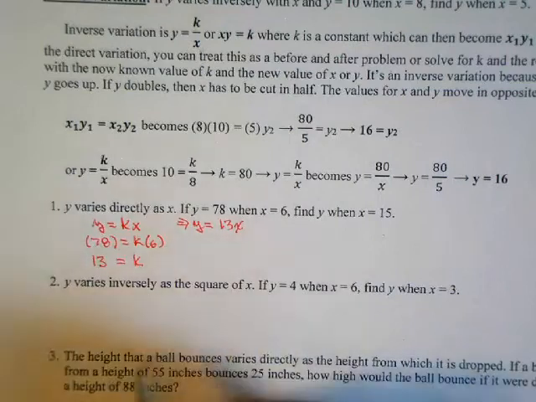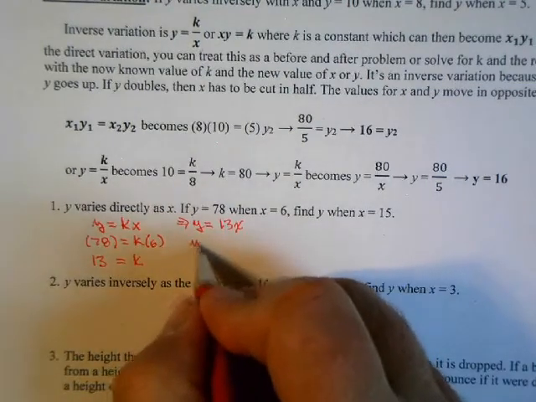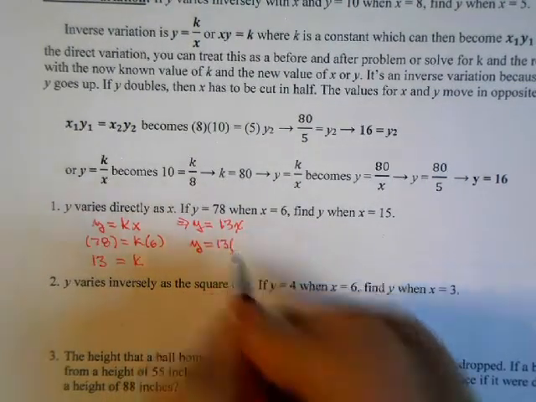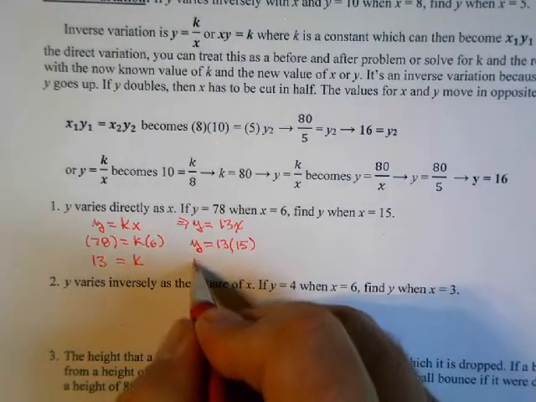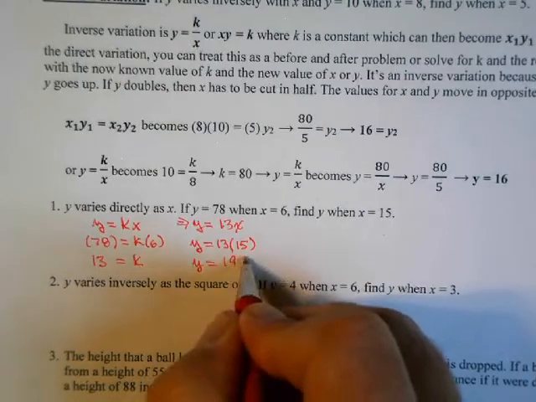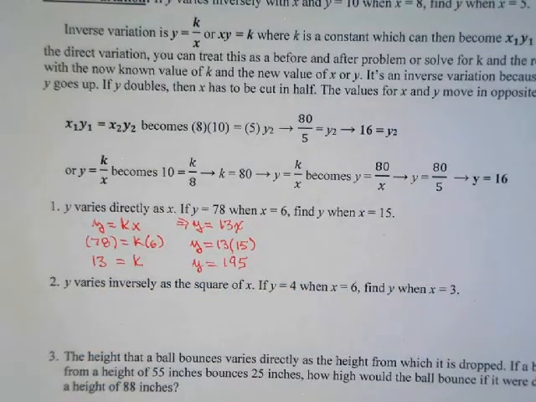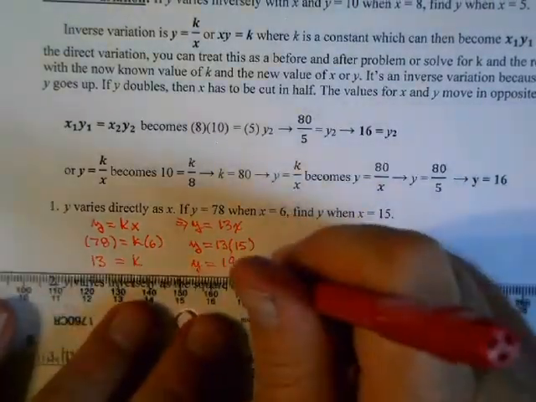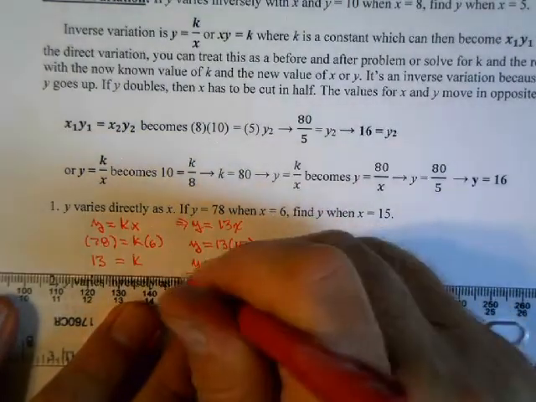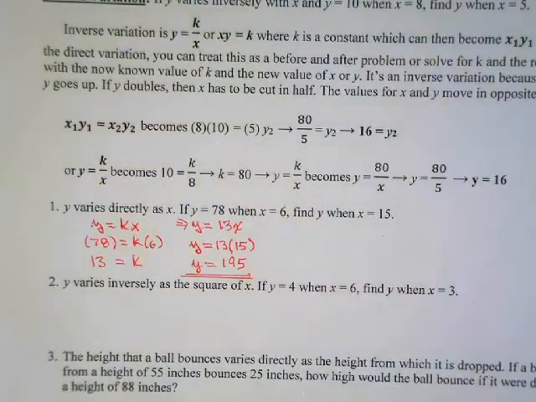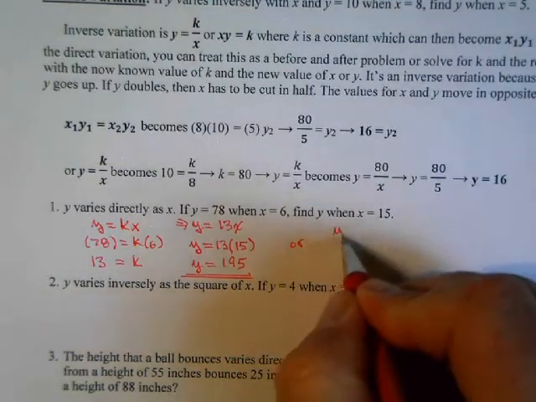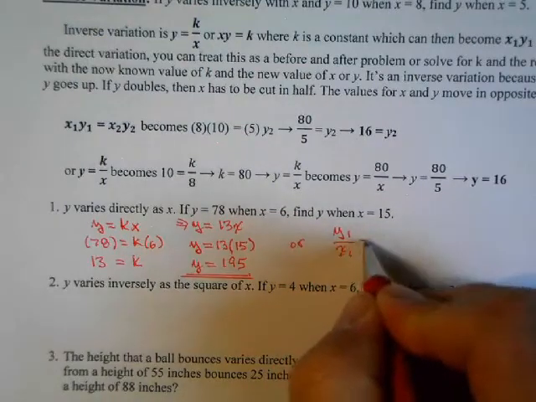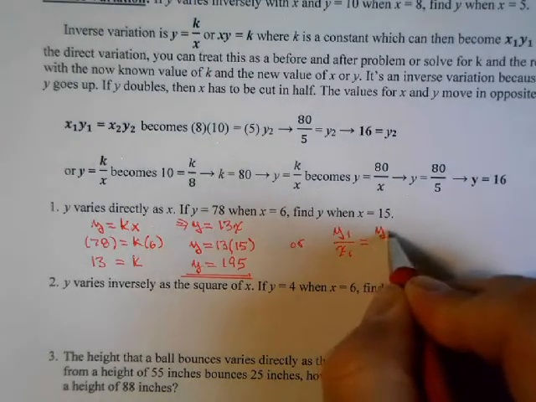Go ahead and plug in the 15. y equals 13 times 15. And so y is 195. And so that's where this is doing it where I had to find k first. All right, now let's do it the other way. Or y1 over x1 equals y2 over x2.